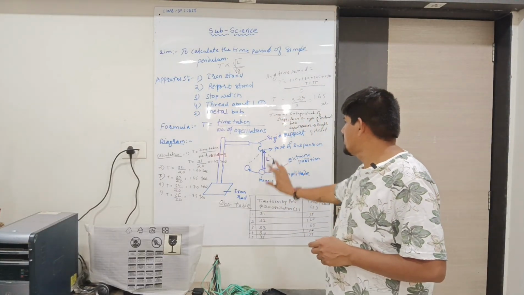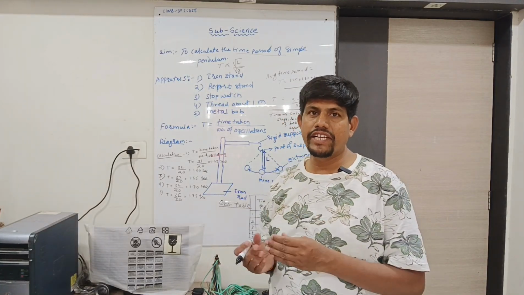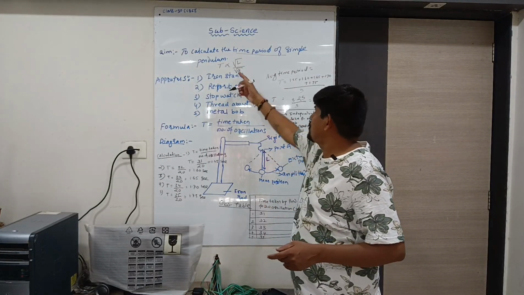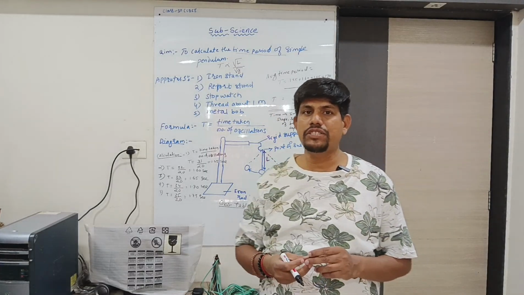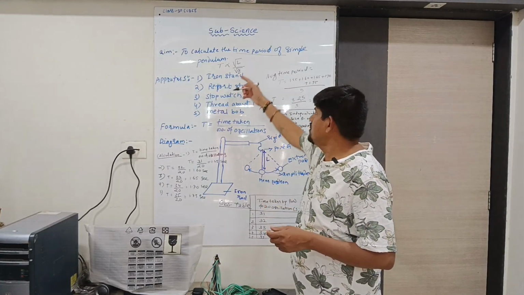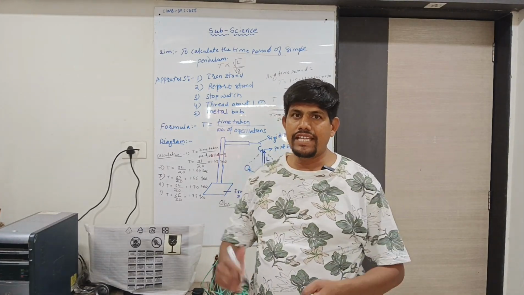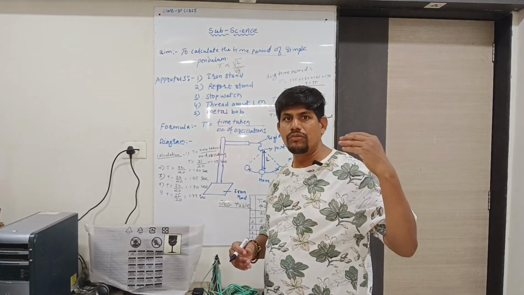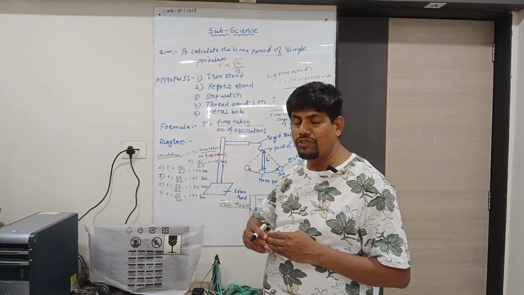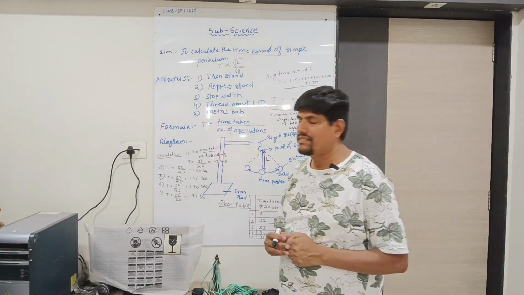That means if you increase the length of the string of the pendulum, the time period will increase. And if you decrease the acceleration due to gravity, the time period of the simple pendulum will increase. On the moon, we know the acceleration due to gravity is very less, so as compared to the earth, the time period of the pendulum will be more on the moon.